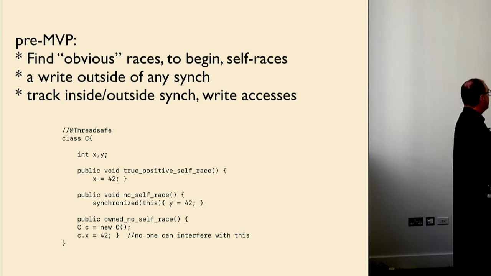So I decided to find some obvious races where you've got to write outside of any sync. Forget about logic+, just any sync. And so in the first case, I've got the true positive self race. If I run that in parallel with itself, it's going to be a race. The second one, if I run this in parallel with itself, it's not going to be a race. So I would want to figure out things like that.